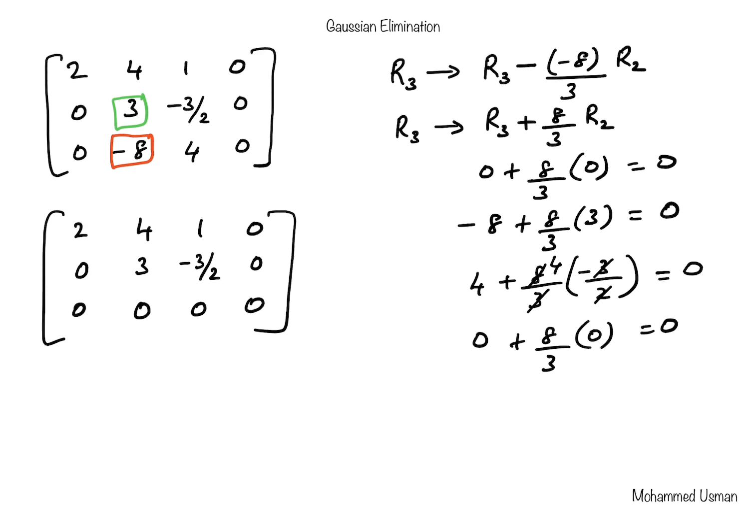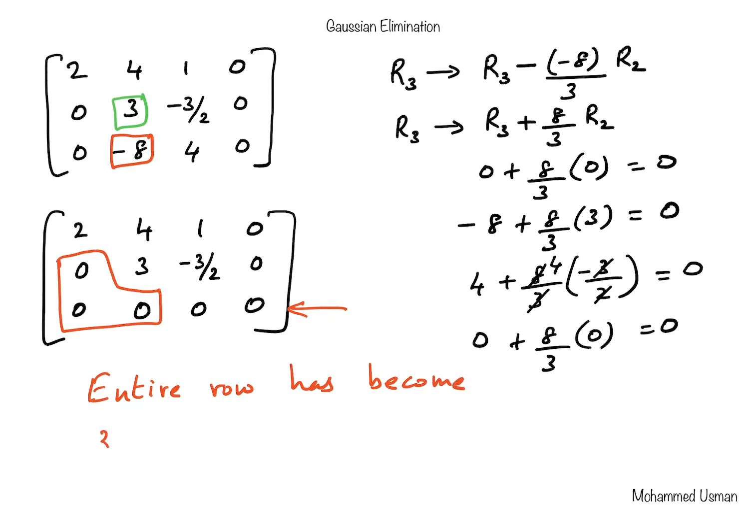But when we convert the augmented matrix into the row echelon form matrix, you see here that this is the row echelon form. We got these zeros, but the application of Gaussian elimination has also caused an entire row to become zero. So you see here that an entire row has become zero at the end of Gaussian elimination.